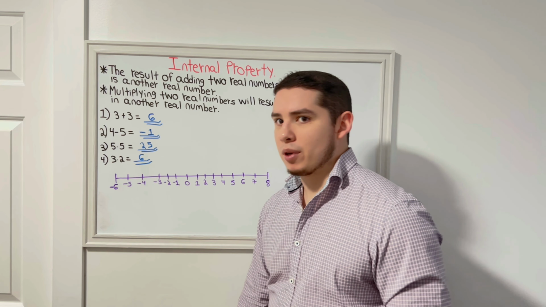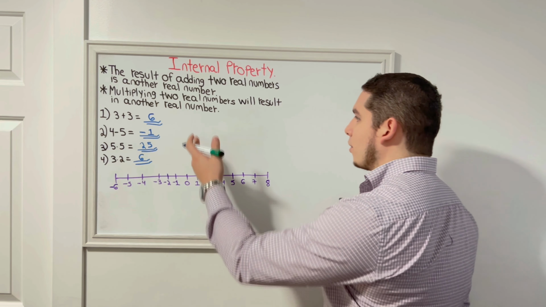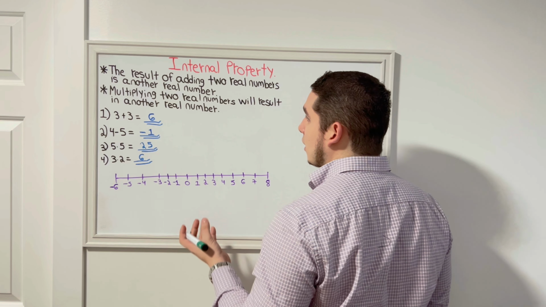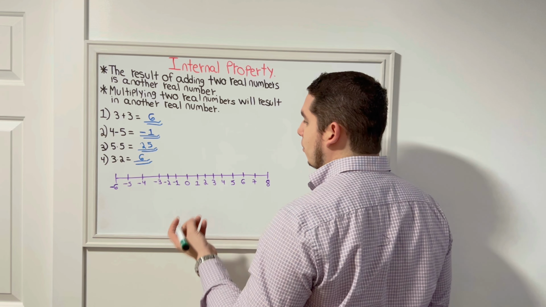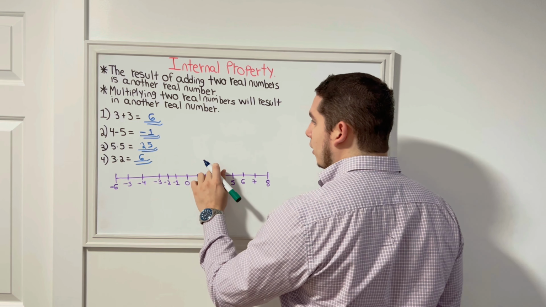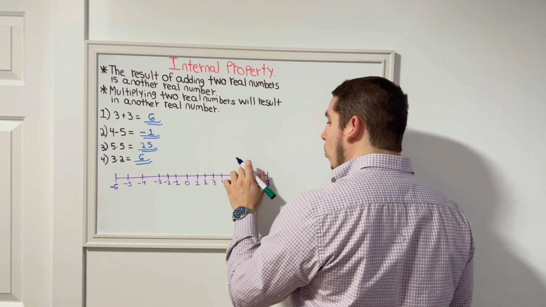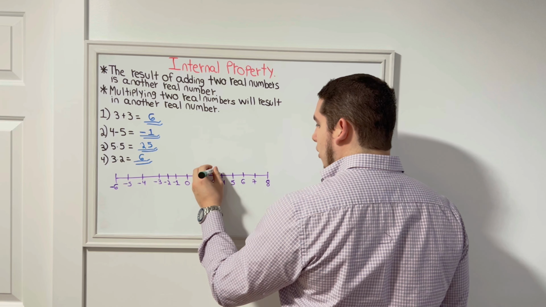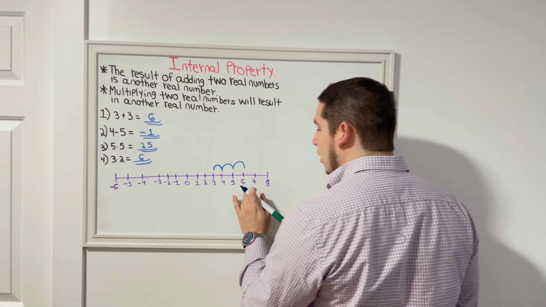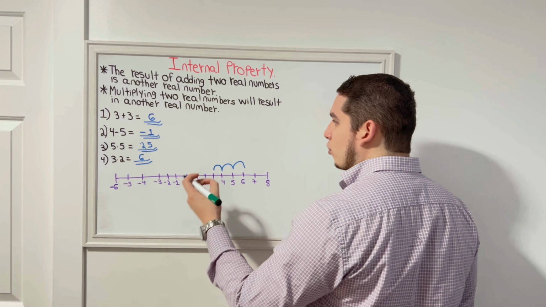Now you may be asking yourself, how do we apply this property? This is the explanation of the property. For example, on the first problem we have 3 plus 3, and the internal property says that the result of adding two real numbers is another real number. This is because of the sequence of numbers. If we are on the number 3 and we move 3 spaces in the positive direction, the result is going to be 6, which is a real number and is also positive. And that is why 3 plus 3 equals 6.